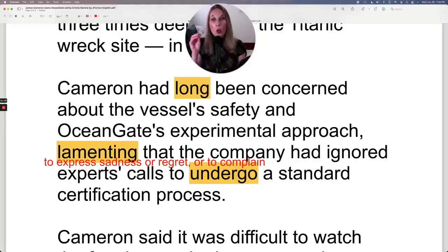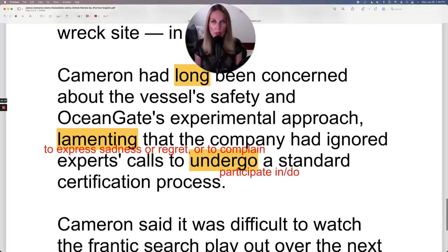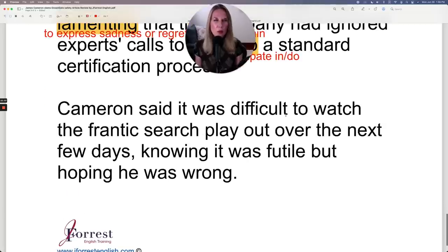So an expert's call to undergo, here the call is really a recommendation. You should undergo, you should participate in this, you should do it, basically. So you could say participate in the sense of a process, or more simply, you can just think of it as to do the process, to undergo a standard certification process. Cameron said it was difficult to watch the frantic search.